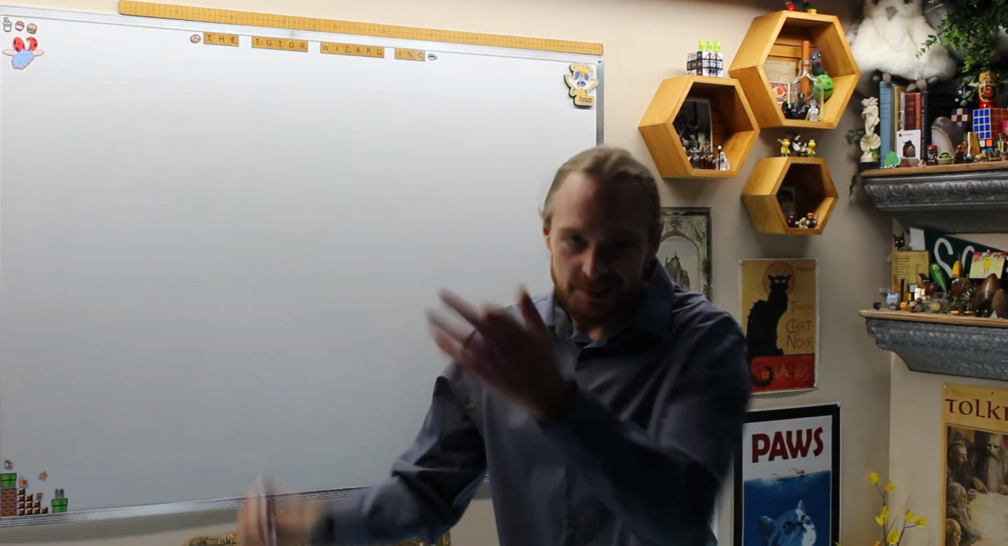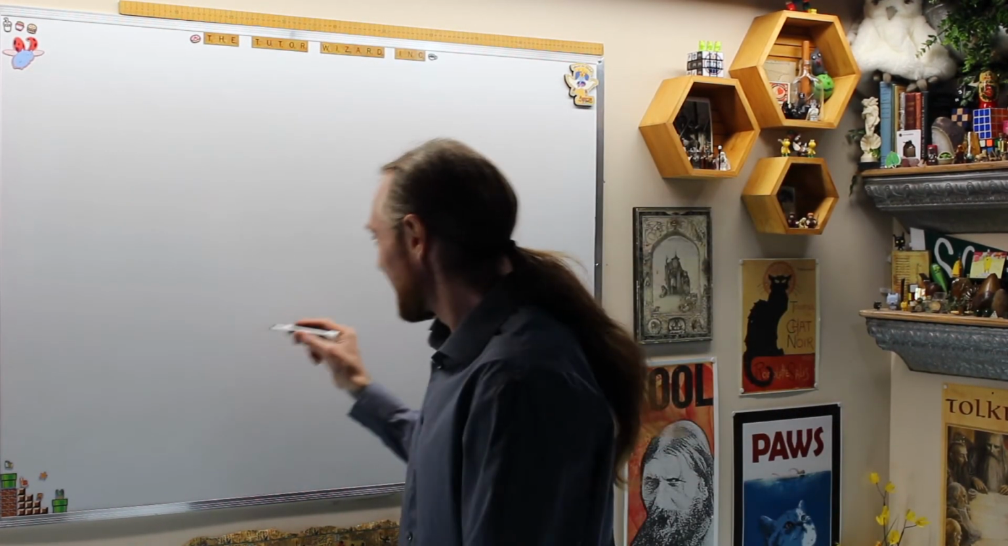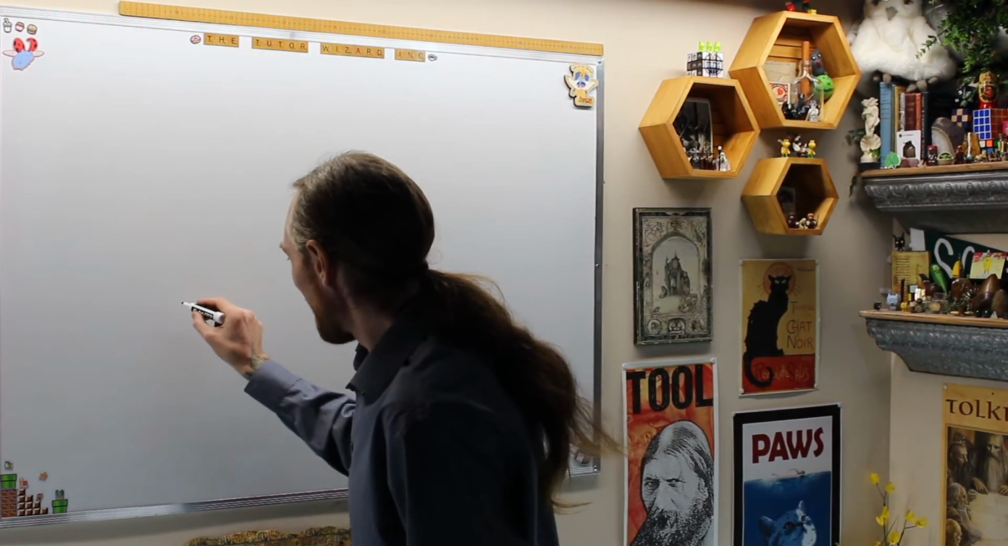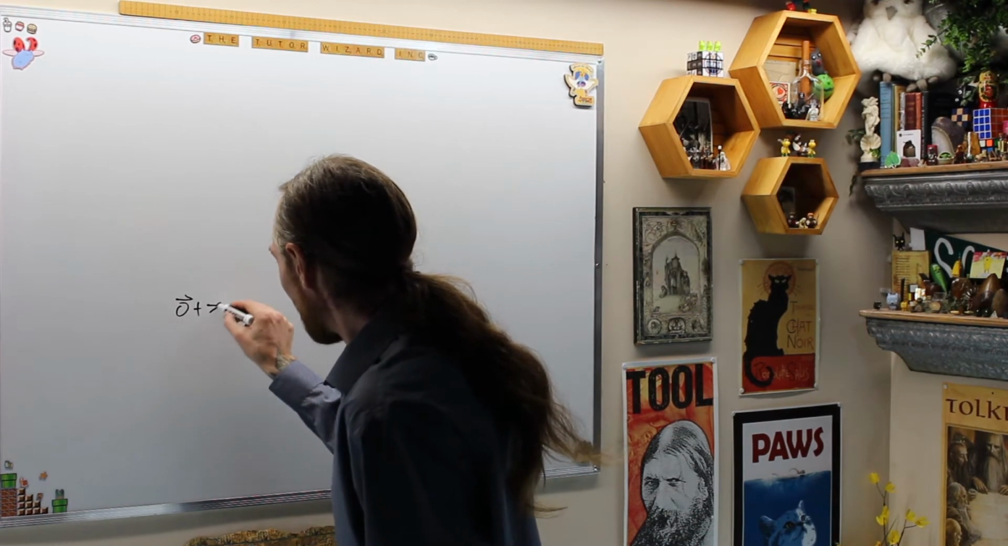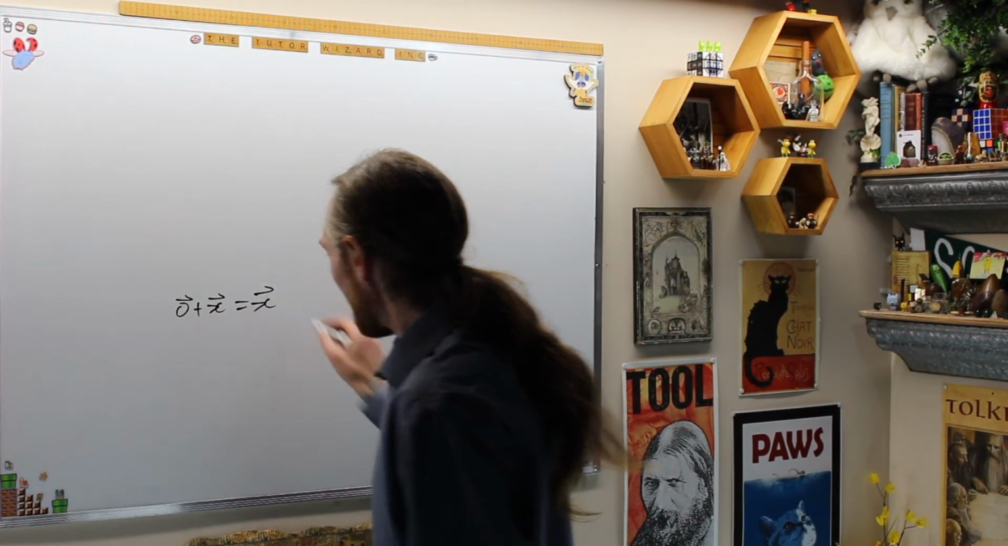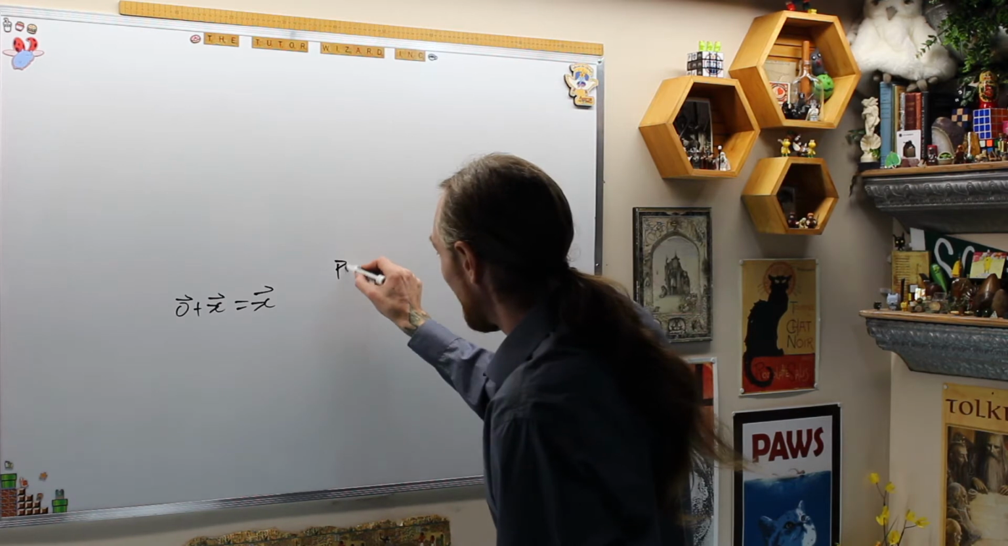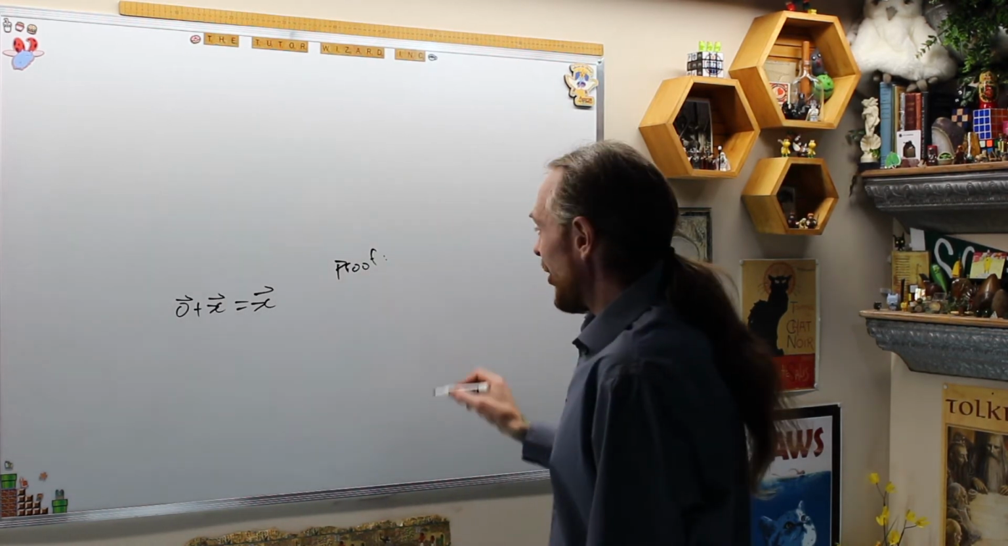Actually, because these are all properties, these are extremely easy to deduce. So say the property: does 0 plus x actually equal x? How do we prove this? So I'll just do one quickly. Proof. Well, what do we know about this?